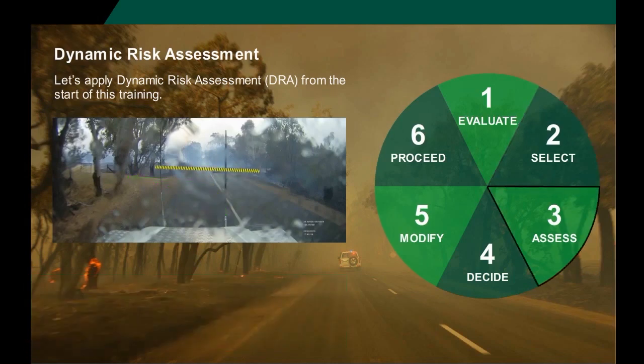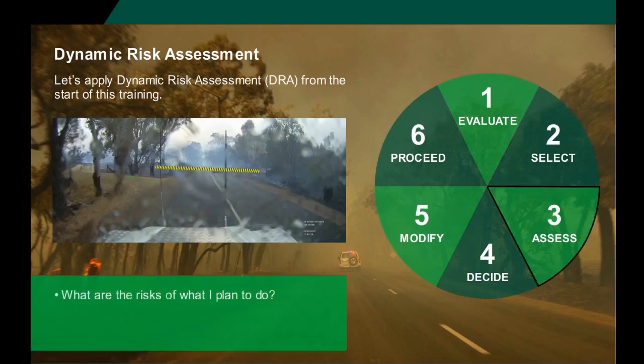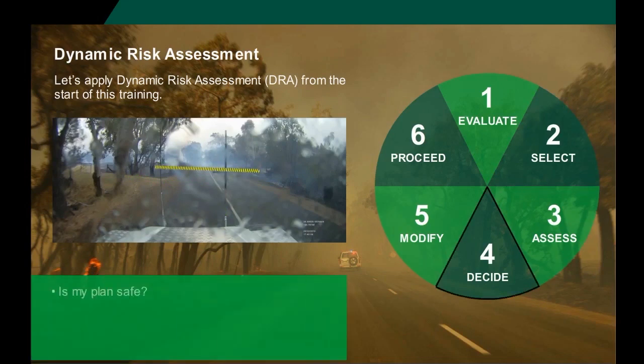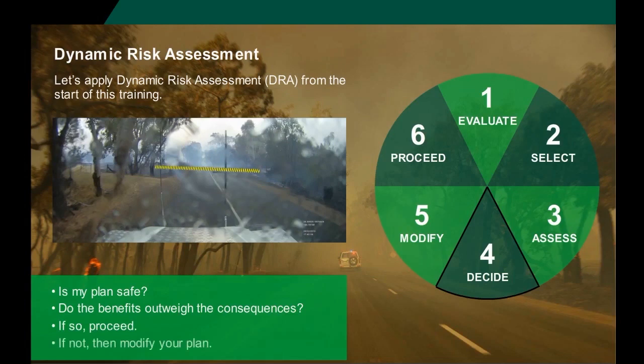Step 3. Assess. What are the risks of what I plan to do? For example, what tree hazards could I be exposed to? Remember to look up, down, and around. Step 4. Decide. Is my plan safe? Do the benefits outweigh the consequences? If so, proceed. If not, then modify your plan. Consider, are other personnel going to perform the same task I am? How can I make it safer for them? Exclude. Communicate. Treat.